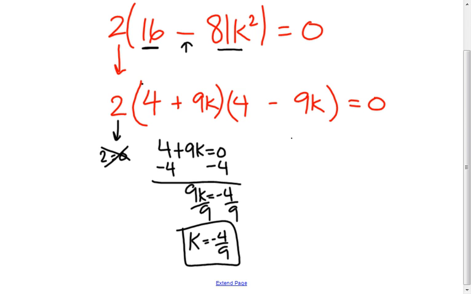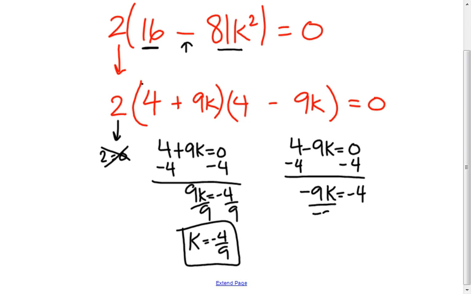And then over here, 4 minus 9k equals 0, I will subtract 4, and divide by negative 9. And remember that a negative divided by a negative becomes a positive.